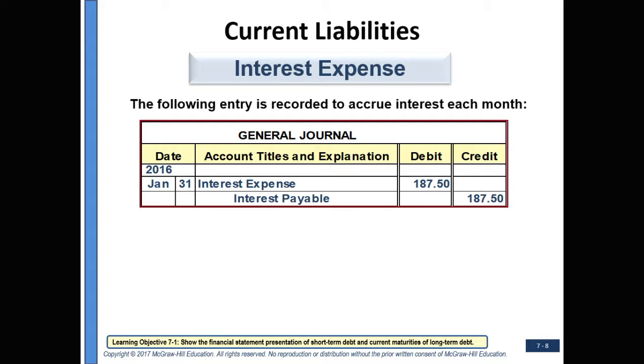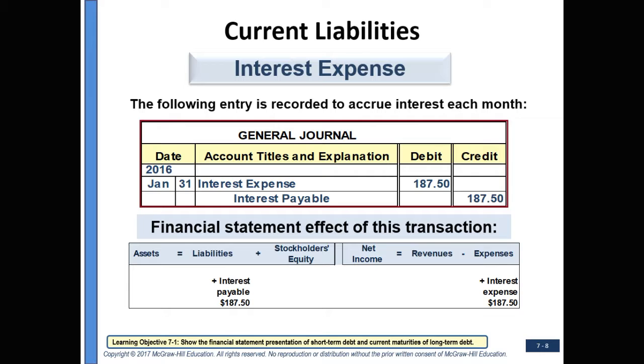So we debit the interest expense and we will credit a liability called interest payable. When you see the word payable, that means we owe this amount to somebody. It is an obligation that we have. By increasing liabilities and increasing expenses, we continue to keep the balance sheet, or the accounting equation, in balance.